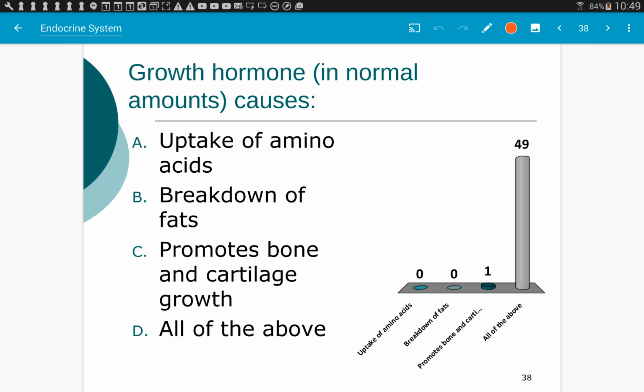Okay, everybody answered this one. But just look at the options. Growth hormone in normal amounts would cause what? Would it cause uptake of amino acids? Yes. Would it break down fat? Why would it break down fat? The energy. And amino acids, why would it take up a bunch of amino acids? What are the amino acids the building blocks of? Yeah, making proteins. So breaking down fats for energy, promotes bone and cartilage growth. Yeah, so the correct answer would be all of them.